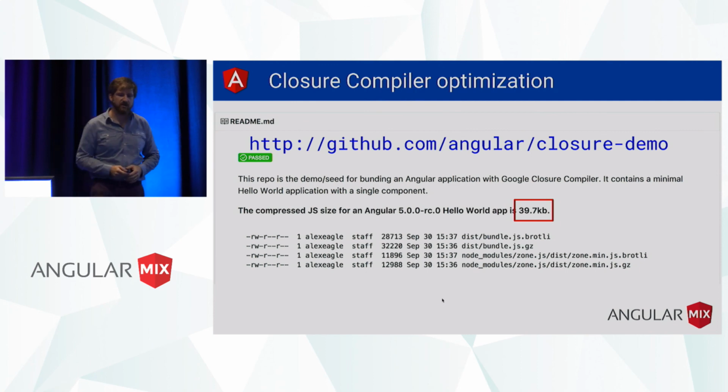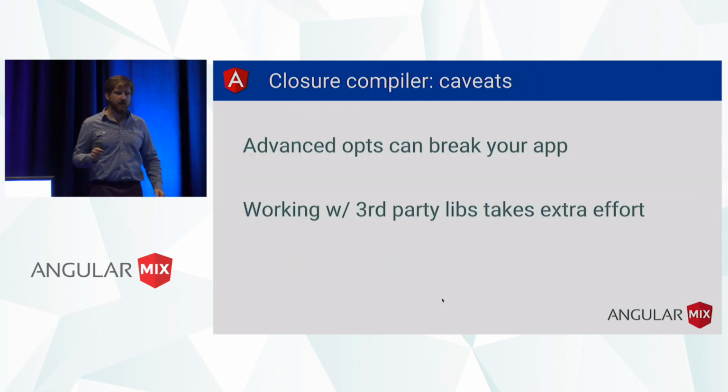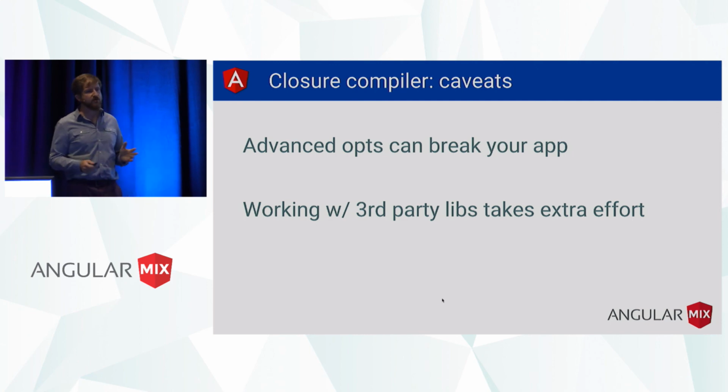The size today is 39.7K, the complete JavaScript download to get a hello world on the page if you use the Closure compiler. But you shouldn't get too excited about this yet, because the advanced optimizations that it does include renaming all of your properties, and if you're not careful about the way you access your properties, that can break your application. And also, using third-party libraries takes some extra effort, because some of these libraries can be bundled together with your application. Some of them have to be loaded externally. So we're working on that stuff.